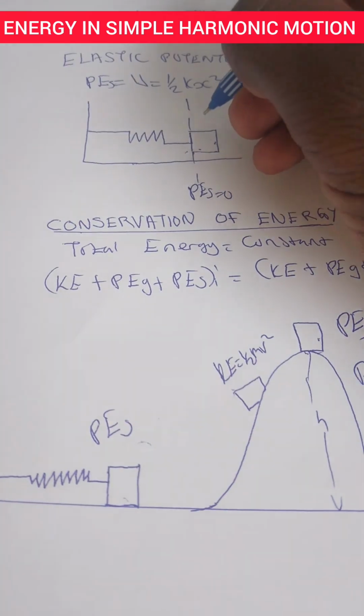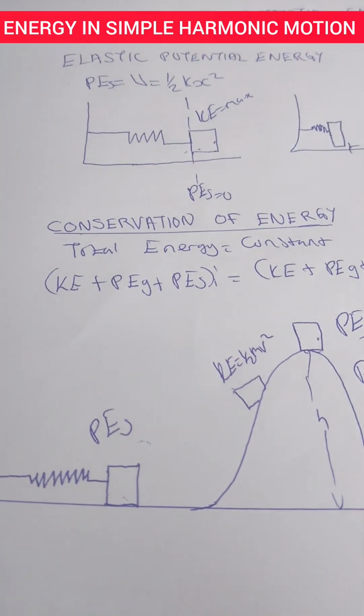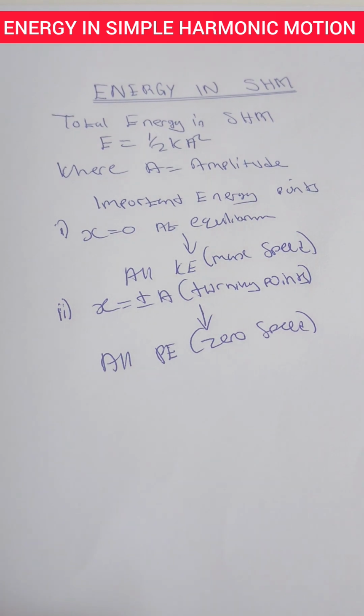The next one is at turning points. For example, it can be at negative A or positive A. Potential energy is maximum because there is 0 speed there. The object is just not moving. So at the end you're going to find that potential energy is maximum.